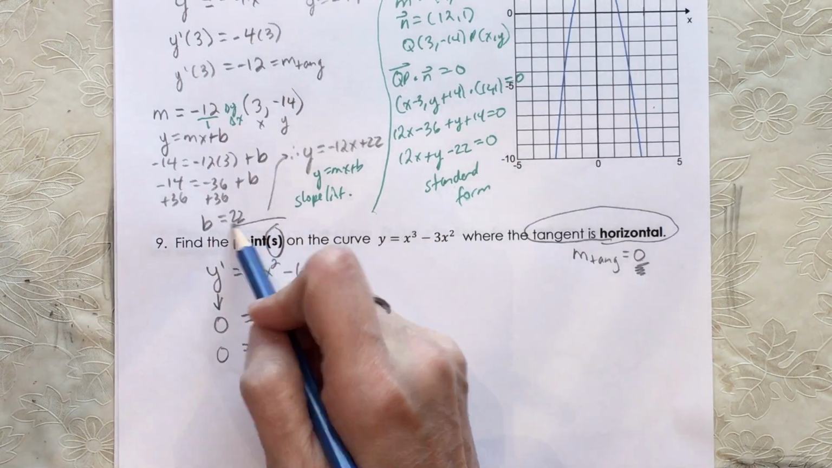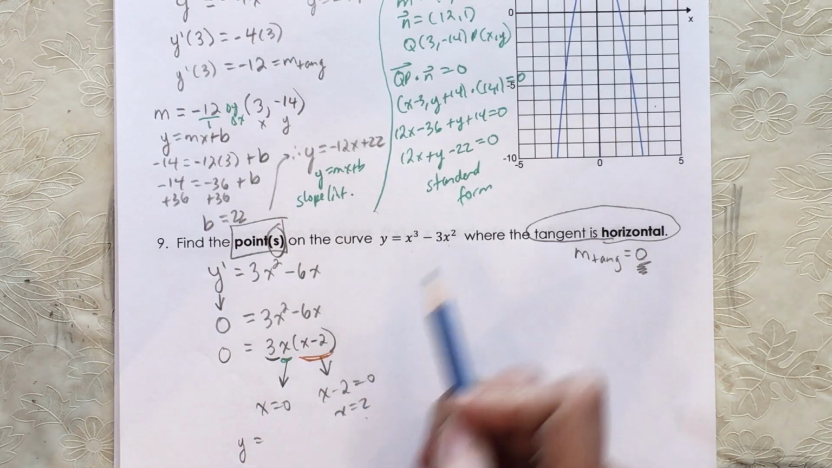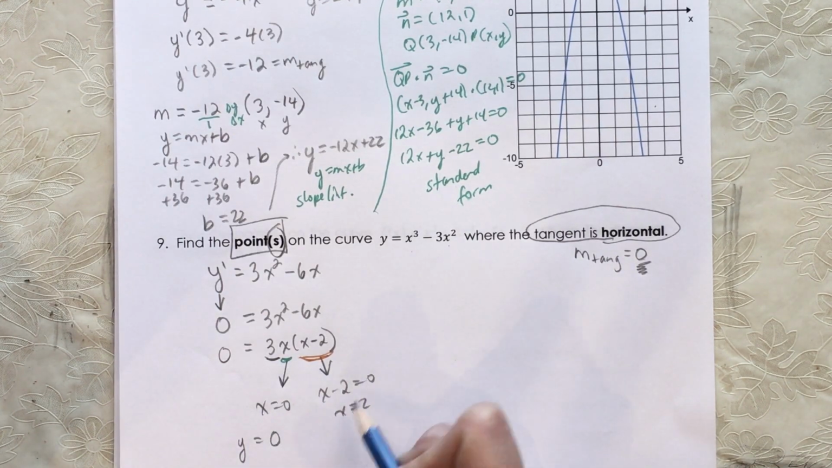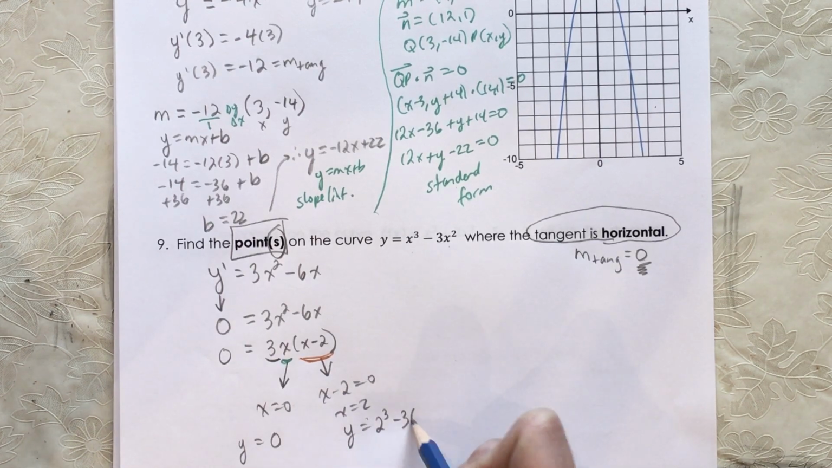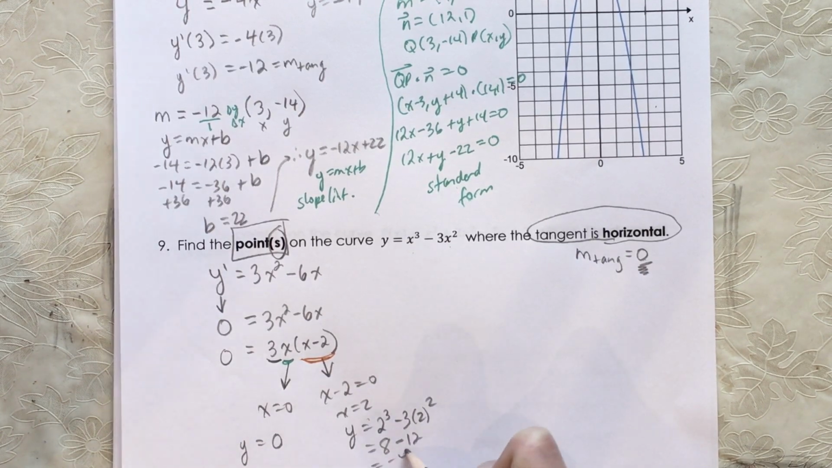But they want full points, so I need to get the y values that go with x being 0 first of all. So that's going to be 0 cubed minus 3 times 0 squared, so y equals 0 as well. And here it's going to be y equals 2 cubed minus 3 times 2 squared, which is going to give you 8 minus 12, which is negative 4.